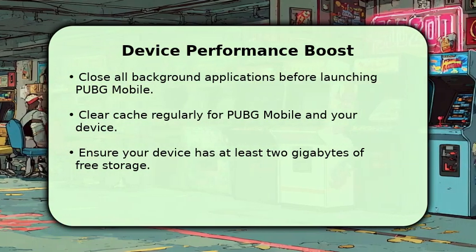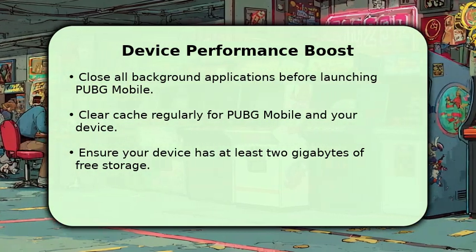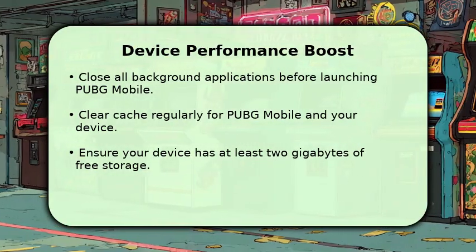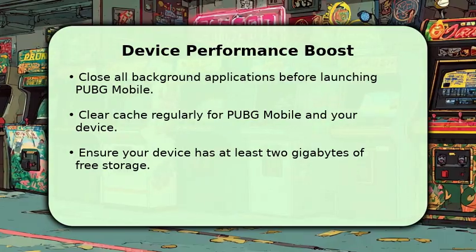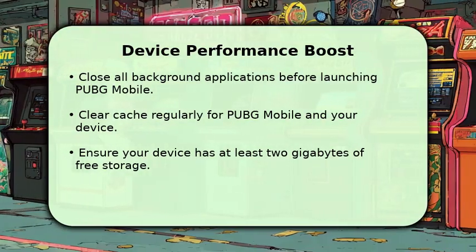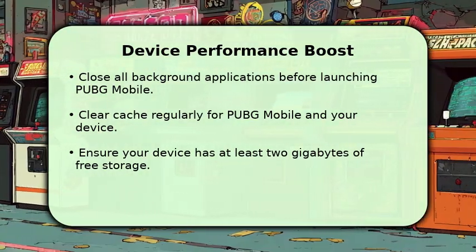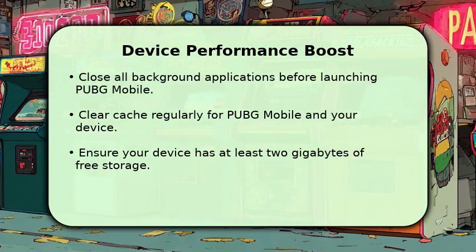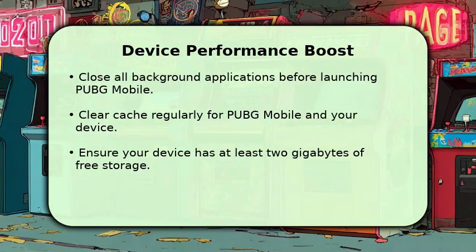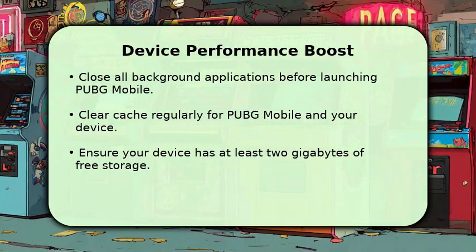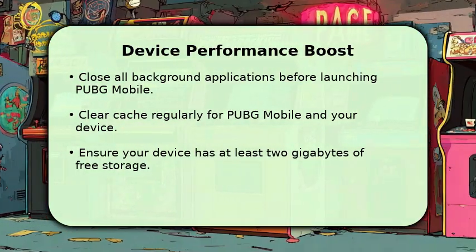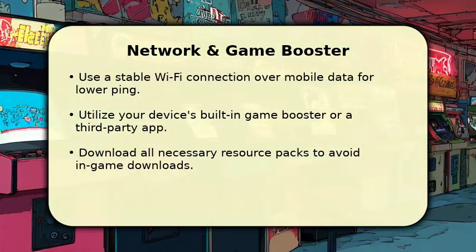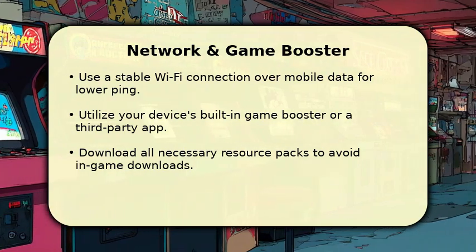Next, optimize your device itself. Before launching PUBG Mobile, ensure all other background applications are completely closed to free up valuable RAM. Regularly clear the cache for both the game and your device's system settings. This can remove temporary files that slow things down. Aim to have at least 2 GB of free internal storage available, as insufficient space can severely impact game performance and loading times.